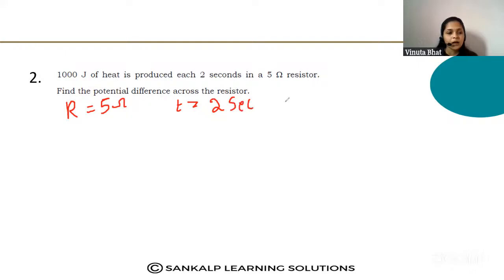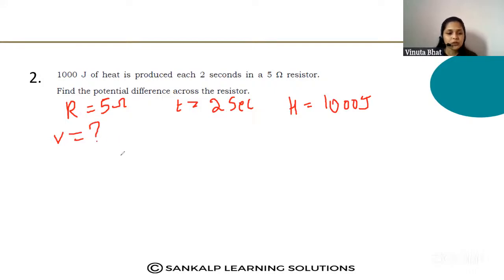Then what is the H? So that is heat produced, H is equal to 1000 joule. Okay, so this is the given data. And what you have to find out? You have to find out the V, potential difference.